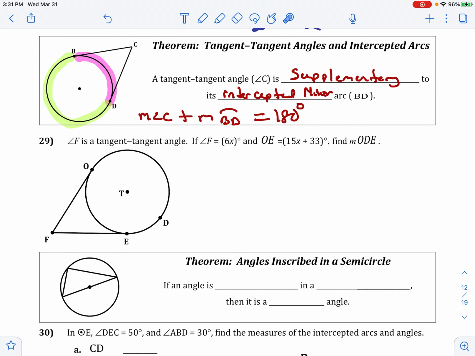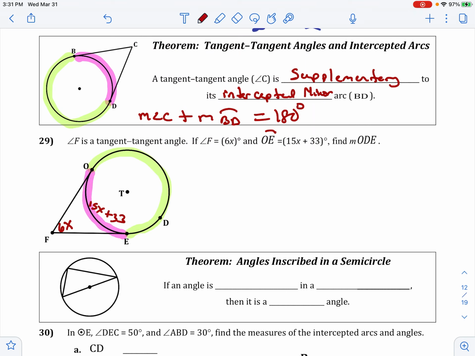If angle F is a tangent angle, and angle F is 6x, so we'll put a little 6x in here, and arc OE is 15x plus 33, so that's this part right here, 15x plus 33. We don't really know anything about this arc, so we can't just go big arc take away small arc. We can still look at the arcs, but we just don't have the same information. Like here's the really big arc, here's the small arc.